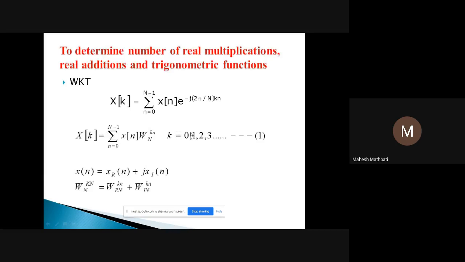This j is expected here. Everyone write it like this. W n to the power kn, what have you written? Please make this correction. W n to the power kn equals what you have written?